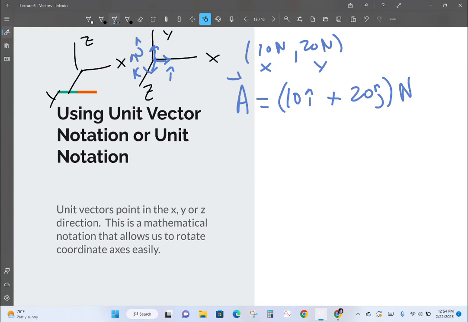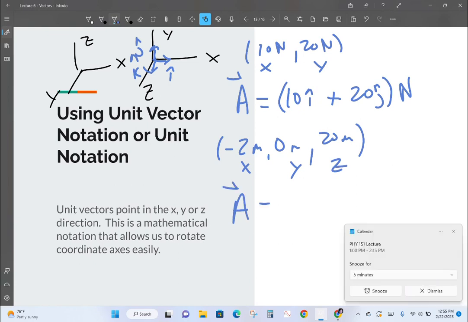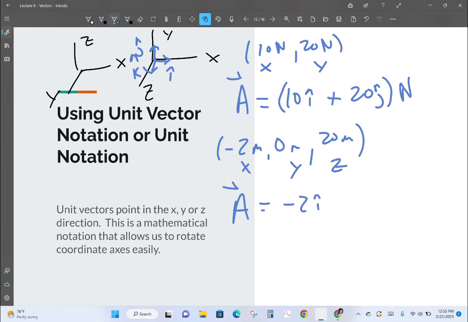And you're not really going to add these numbers, like physically add them, but you're going to add them tip to tail by drawing a right triangle if you wanted to find the resultant. So it's just a notation that we use. If we had the vector -2 meters, 0 meters, and 20 meters, so now we've got x, y, and z, that vector would be -2i and no j, so I could just skip that one, plus 20k meters.